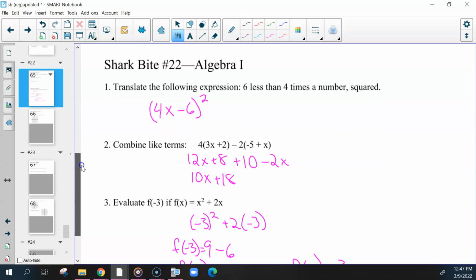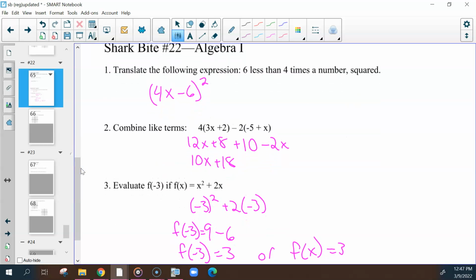Okay. For number 1, you need to translate the following expression. 6 less than 4 times a number squared. All of it's being squared. So that less than would make your 6 go in the back. 4 times whatever number you want, minus 6. And then all of that being squared.